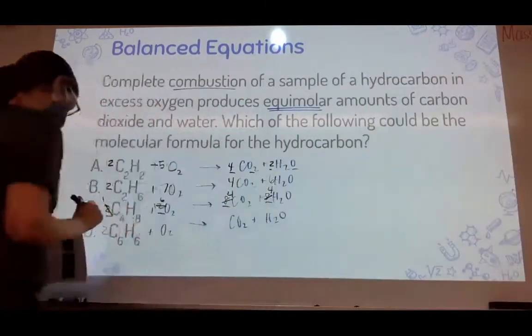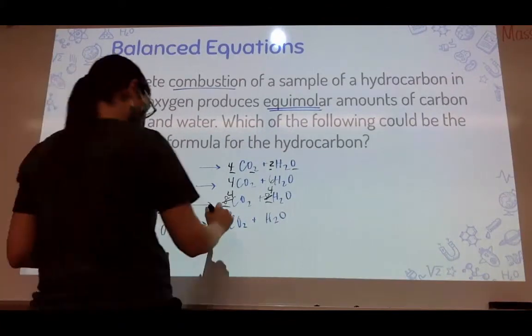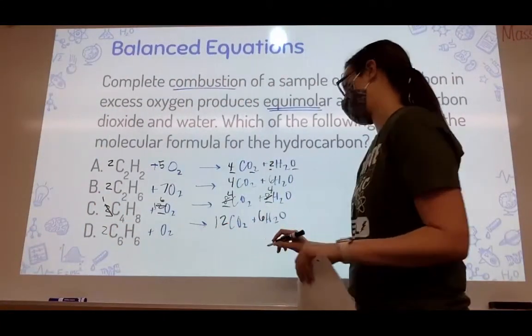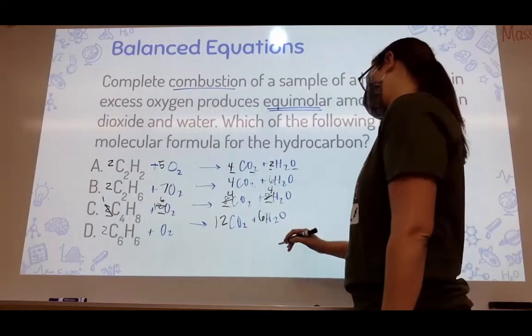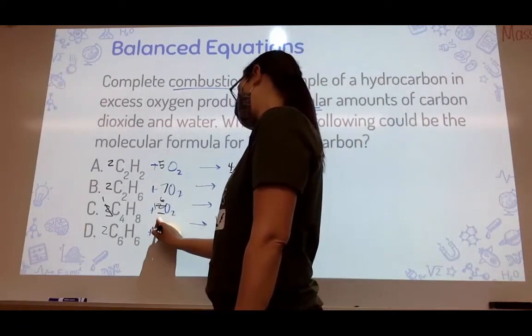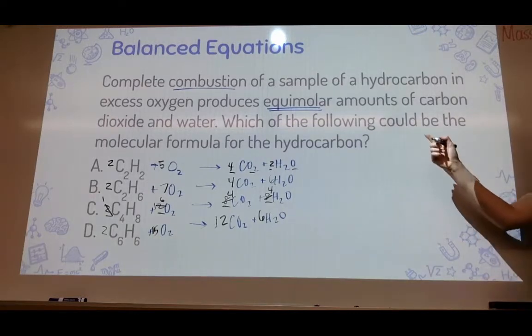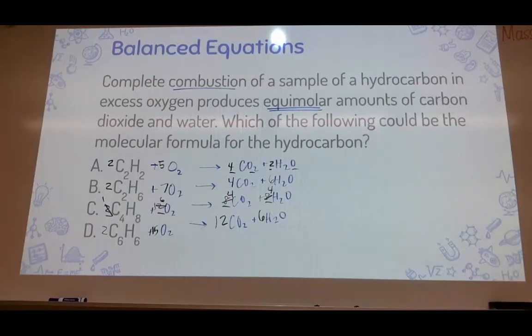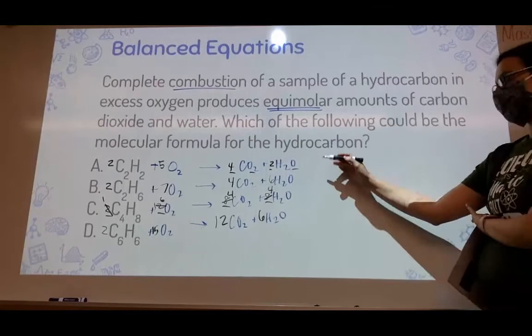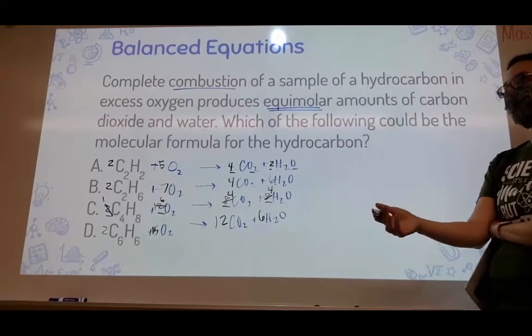And then 12, 12. And then there's 24 and 6, 30. So here's the important thing now, it says it produces equimolar amounts of carbon dioxide and water. That means that when we combust, we should have equal numbers, equal moles of CO2 and H2O. Which one of these answer choices produces the same coefficient for CO2 and H2O?